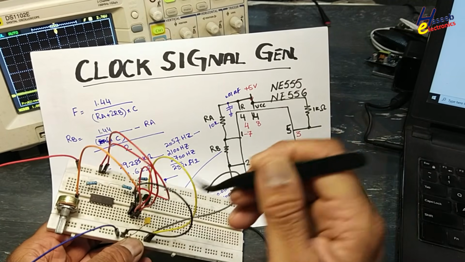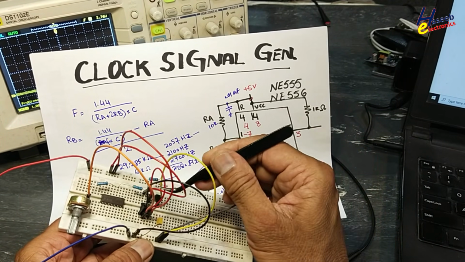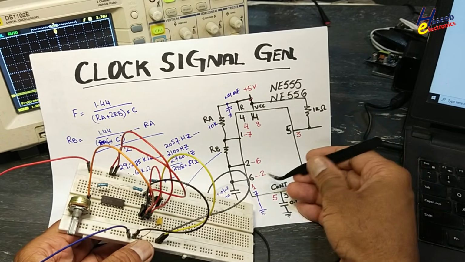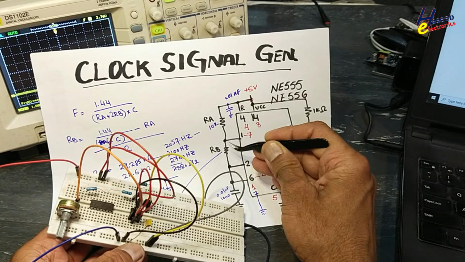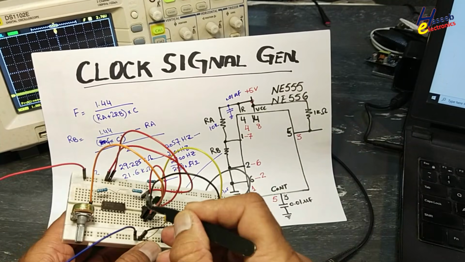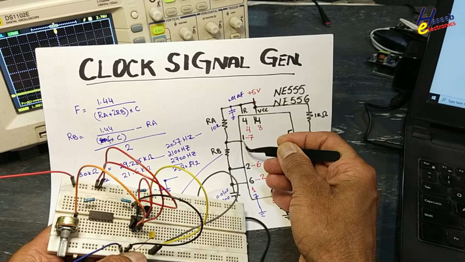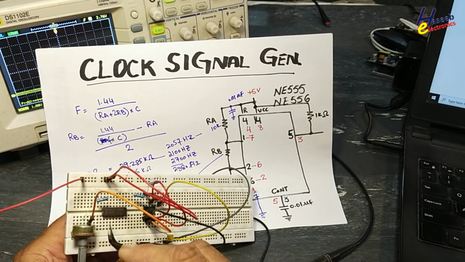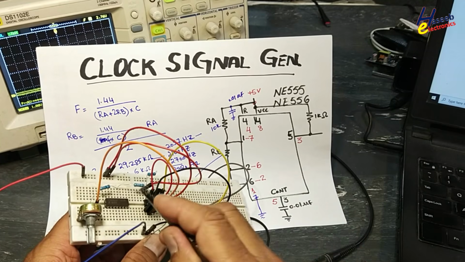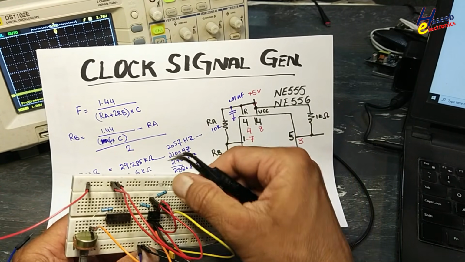Pin number 6 and 2 are connected together. At pin number 2 we have RB. The second side of RB is connected to pin number 7. This is the potentiometer and the 20k resistor to pin number 7, with pin number 4 and 8 to the power supply.